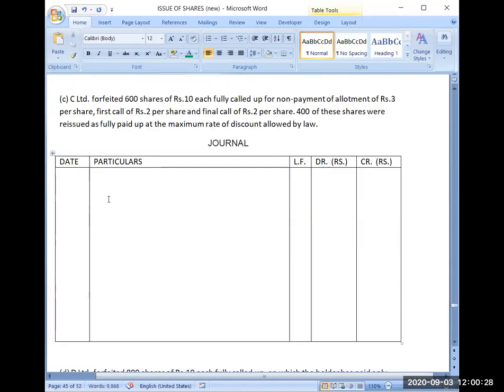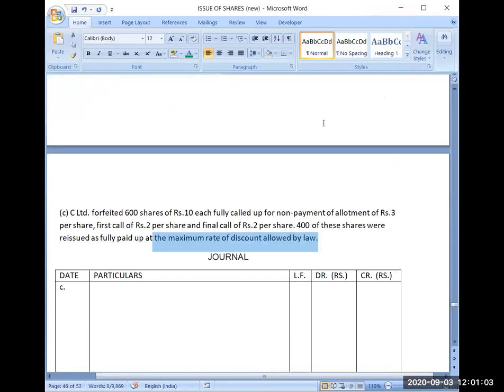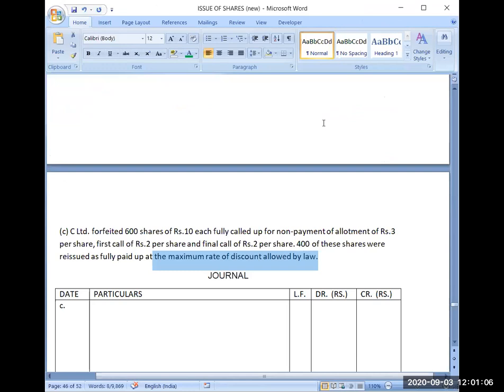Okay. Now coming to case C. You have forfeited 600 shares of rupees 10 each fully called up for non-payment of allotment of rupees 3, first call rupees 2 and final call rupees 2 per share. 400 of these shares were reissued as fully paid up at the maximum rate of discount allowed by law. This point I have to make you clear. At the maximum rate of discount allowed by law. What does it mean? Please listen carefully.